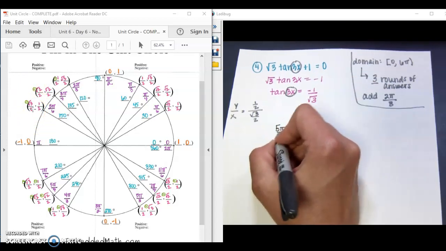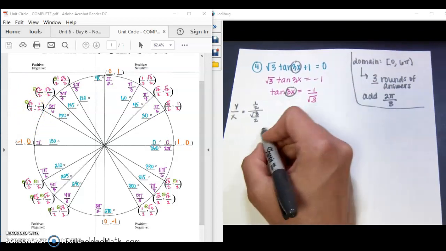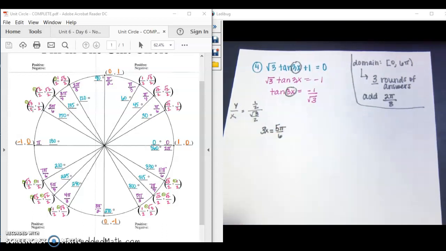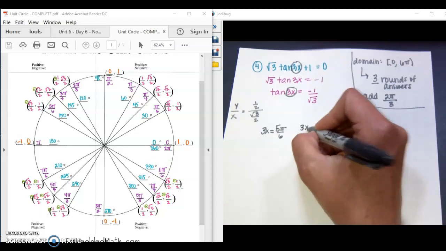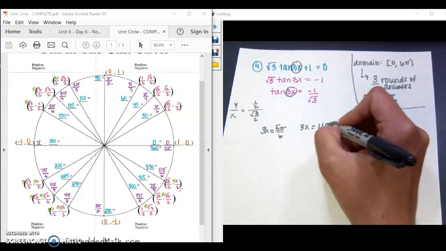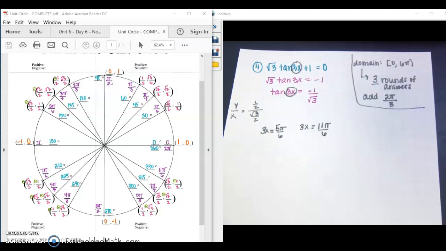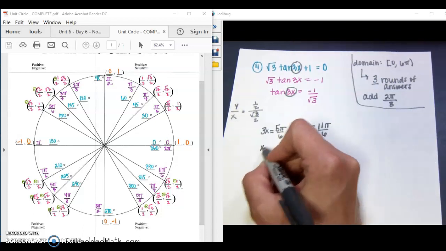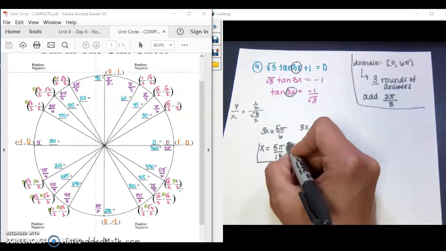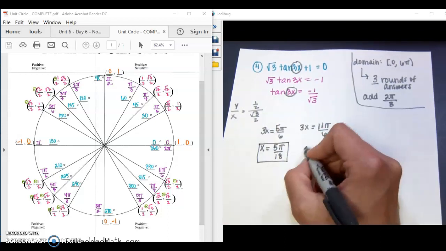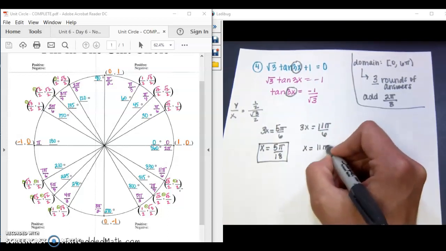So we get 5 pi over 6, but remember we have to set it equal to that 3x. Okay. And then for the other answer, if we look over here at 11 pi over 6, that is the other place where we have the correct thing. So 3x equals 11 pi over 6. Alright, we have to divide by that 3, so this is going to give me x equals 5 pi over 18 as one of my answers. And x equals 11 pi over 18.